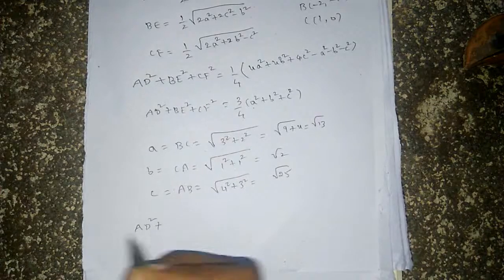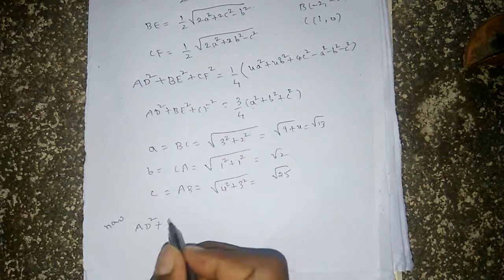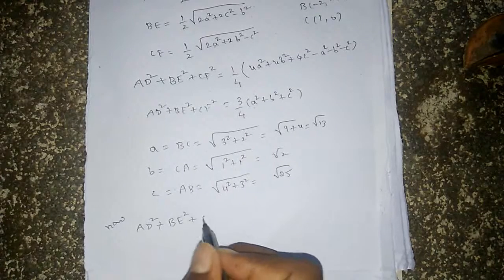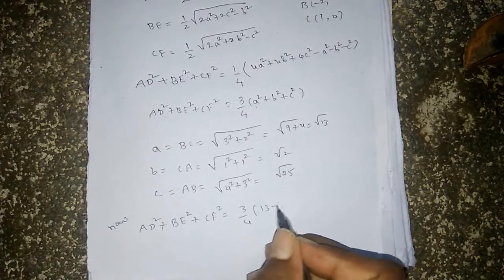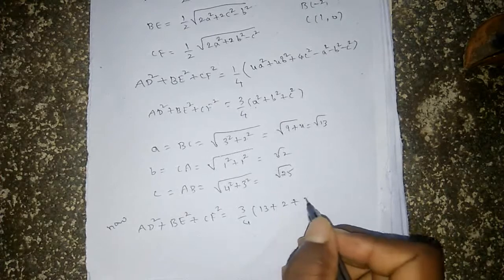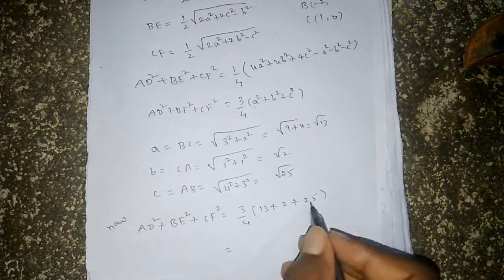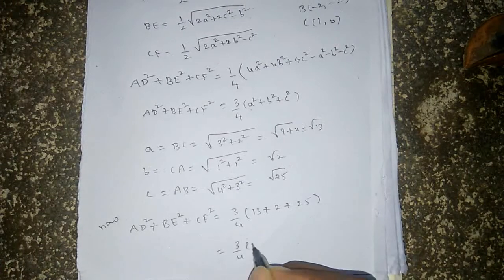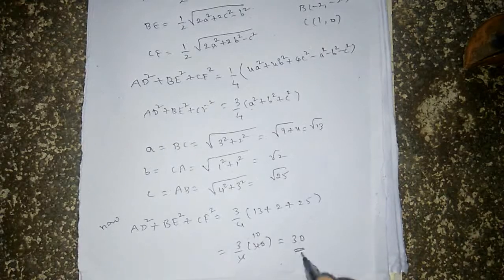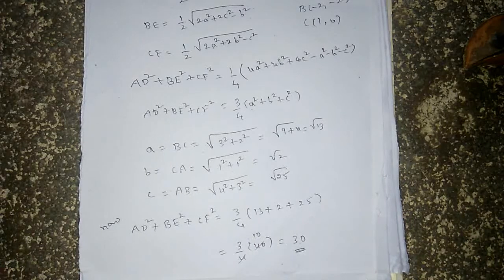Now AD² + BE² + CF² is equal to 3/4 of (a² is 13, b² is 2, c² is 25). 25 + 2 is 27, plus 13 is 40. 3/4 into 40: 4 tens are 40, 3 tens are 30. This is the sum of squares of the lengths of the medians of the triangle.